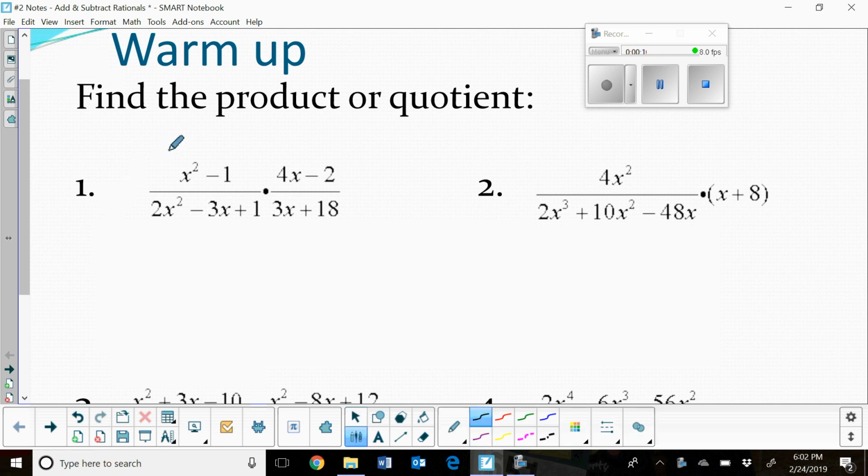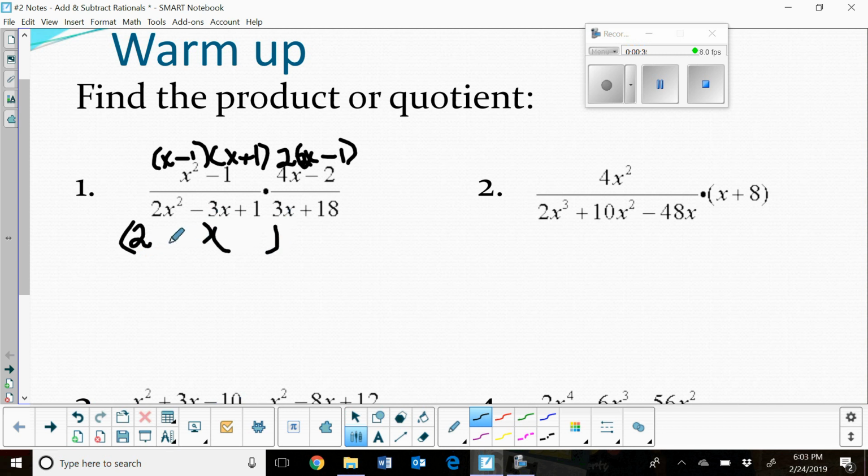Okay, number 1, I'm going to factor into x minus 1, x plus 1. The second term, I'm going to factor out a 2, and I'm going to get x minus 1. And then our 2x minus 1, excuse me. And then let's factor the denominators. So this is going to give me 2x minus 1, and then an x minus 1. And then this denominator, I'm going to factor out a 3, and I'm going to get an x plus 6.